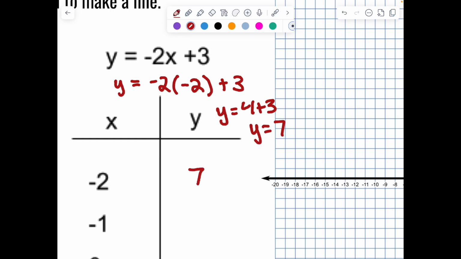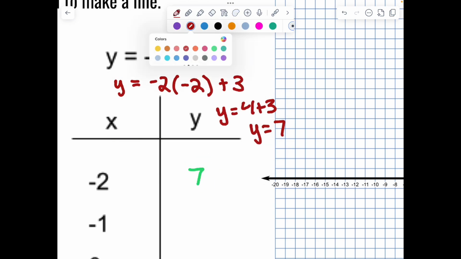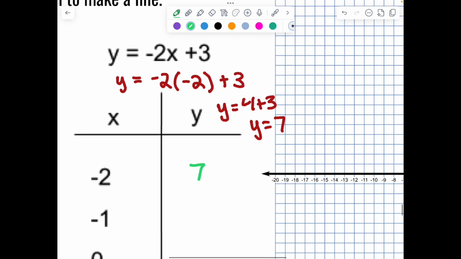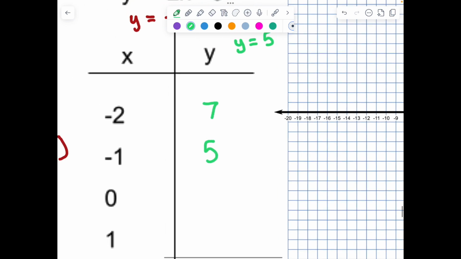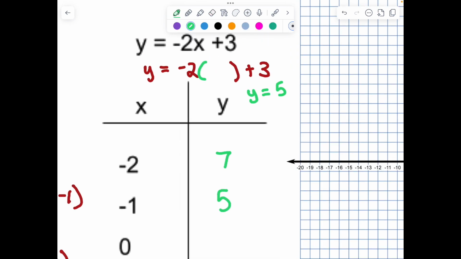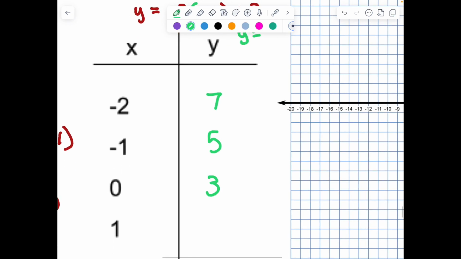So y equals 7. Okay, I'm going to do this in a different color because it's a different line. Here we go. Oh, it's an interesting green. Okay, we're going to do this with every single value. So I'm going to plug in negative 1. That's going to get me positive 2 plus 3, which is 5. Okay, plugging in 0. Anything times 0 gets me 0. So that's going to be 0 plus 3, which is 3.